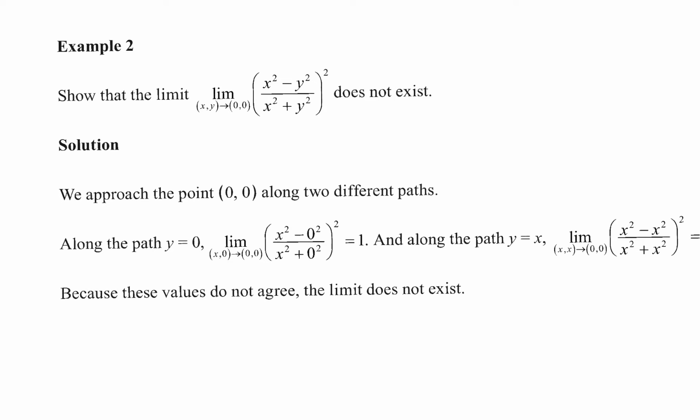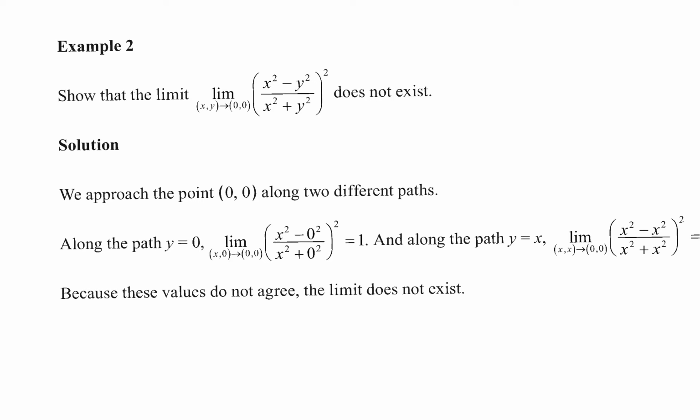Example 2, when the limit cannot exist. Let's say that we have the function x squared minus y squared divided by x squared plus y squared. So we have to prove that the limit does not exist. To prove that the limit does not exist, we take two paths to approach the point 0, 0. For example, we can approach 0, 0 by a rectilinear line, or by a parabola. If the limits are different, the limit will not exist.